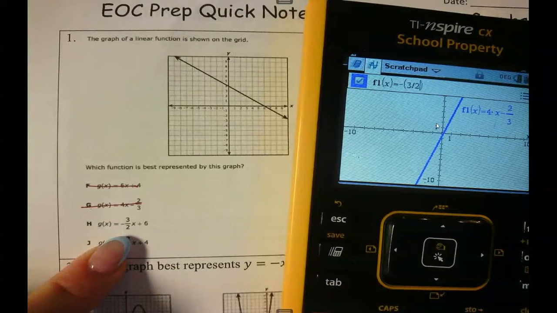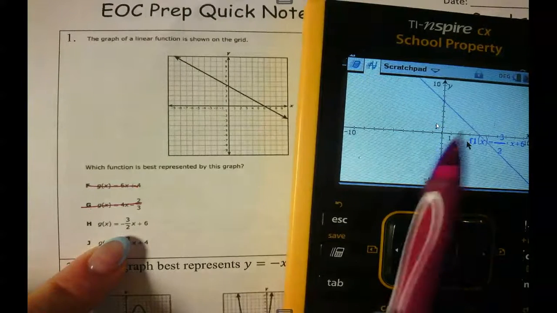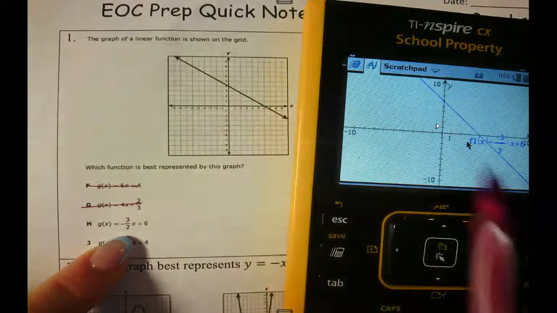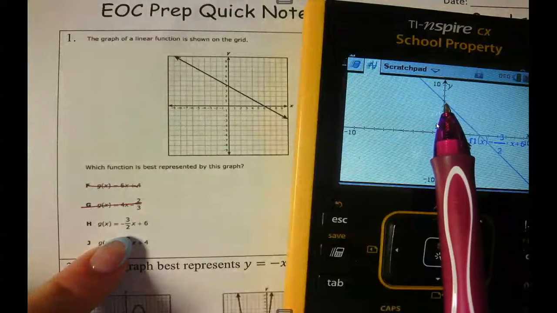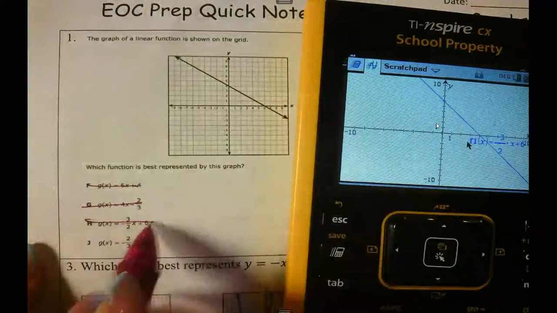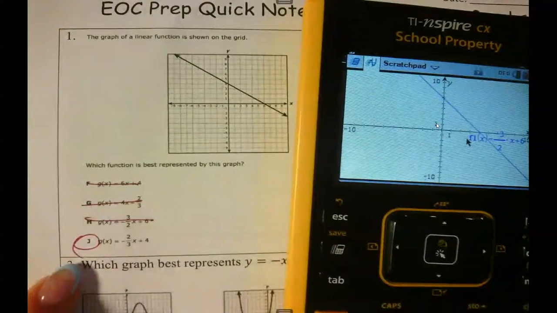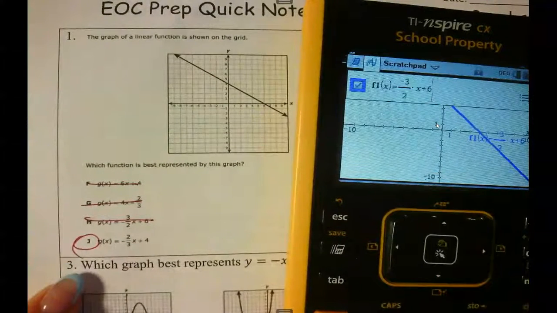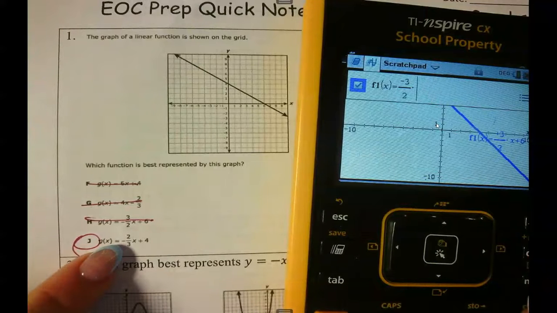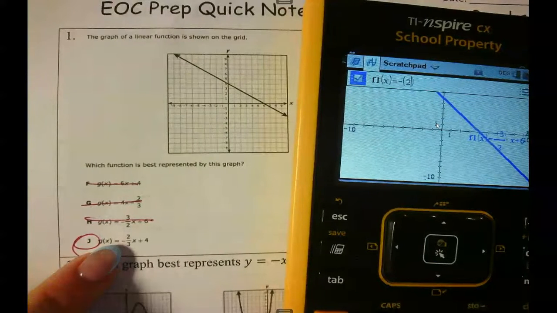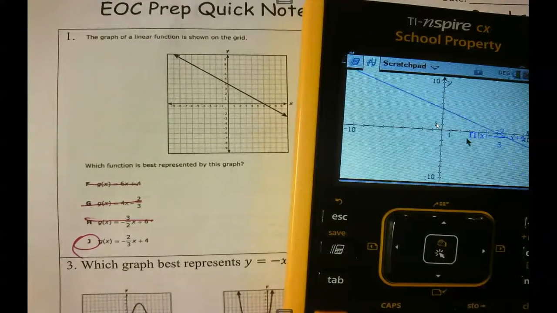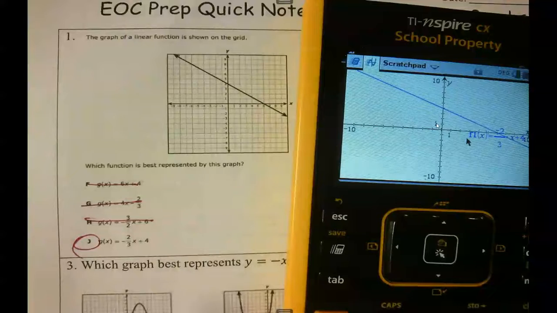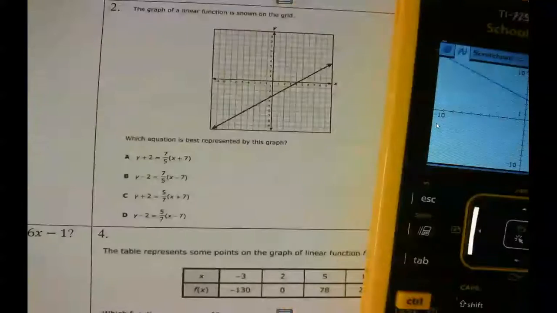Negative 3 over 2, x plus 6. Okay, that looks closer to that. Let's see, 1, 2, 3, 4, 5, 6. That's crossing the y-axis at 6. This one's crossing at 4. That's not it. This one has to be it. Because I take no chances, I would double check this. We got negative 2 over 3x plus 4. That one's hitting at 4. Yep, that one's it. We're just playing that matching game.